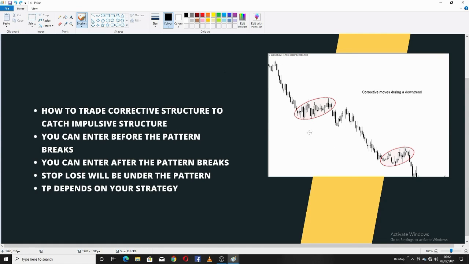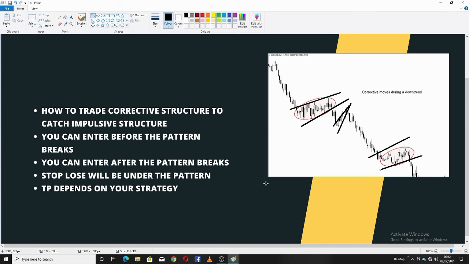So you need to know a price channel because of this. You see here, again here, this is a pattern, and this is a pattern, and this is a pattern. So when you know the patterns, you know that if they break, you are looking for trading opportunities. That's the idea on how to trade corrective structure to catch impulsive moves, because you won't know how to catch the impulsive moves if you do not know how to trade the corrective structure.